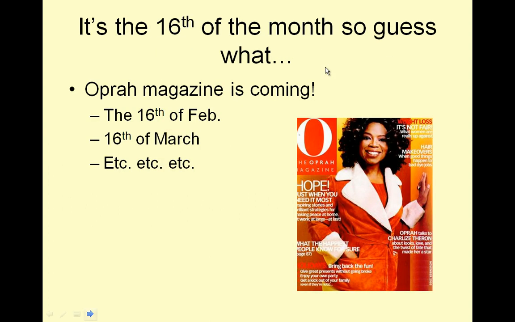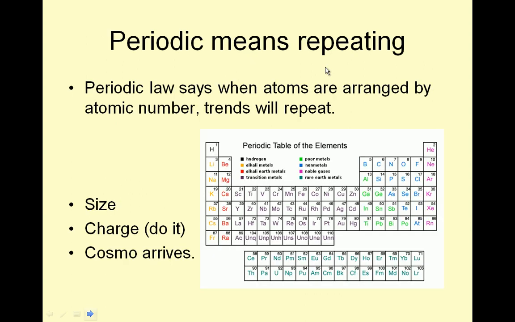So, it's the 16th of the month, so guess what? Oprah magazine is coming. It's the 16th of February. Look, there's Oprah. There's the 16th of March. Look, there's skinny Oprah. It's the 16th of April. Look, there's chubby Oprah. It's the 16th of May. Look, it's skinny Oprah. You can never tell what's going on, but every 16th of the month, it's Oprah. And that section goes into the periodical section of the library, which is where you learn that periodic means repeating.